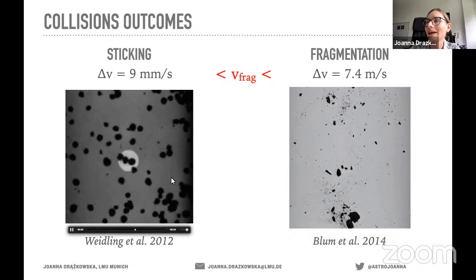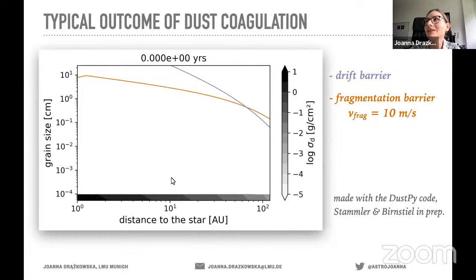So when we look at the typical outcomes that we get in our dust coagulation models, we will be looking at, again, the distance to the star, with 1 AU being the Earth location, and the grain size on the y-axis. And we start this model with all our dust put at sub-micron sizes, which is what we expect in very young protoplanetary disks. And the color coded is the density of dust, right? So the darker it is, the more dust we have at a given location and a given size.